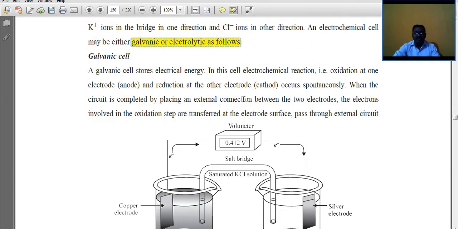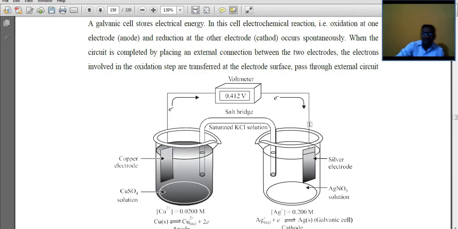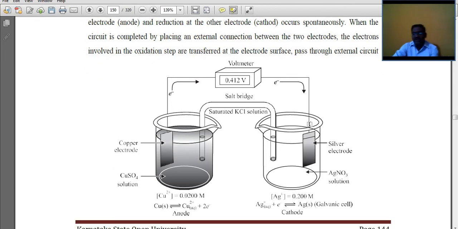We consider a galvanic cell. Galvanic cell means chemical energy is converted into electrical energy. Here a copper electrode is dipping into a copper sulfate solution, and a silver electrode is dipping into a silver nitrate solution. Both are connected externally through a wire along with a voltmeter, and internally through a salt bridge. The salt bridge is a potassium chloride solution.